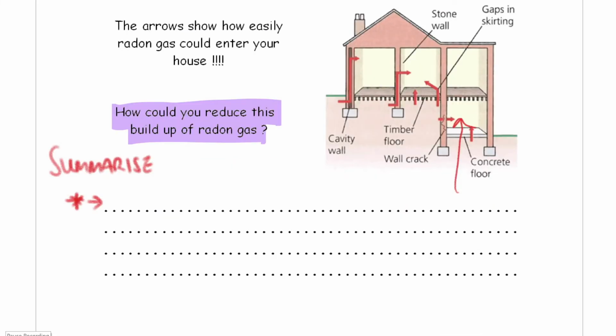So your next task is to summarize how you could reduce this buildup of radon gas. We're going to watch a quick video now, and at the end of the video, what I'd like you to do is just summarize in these lines below what prevention methods can be used.